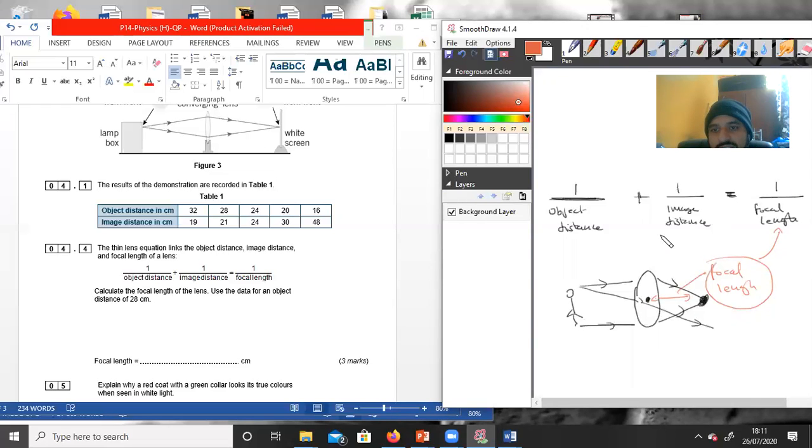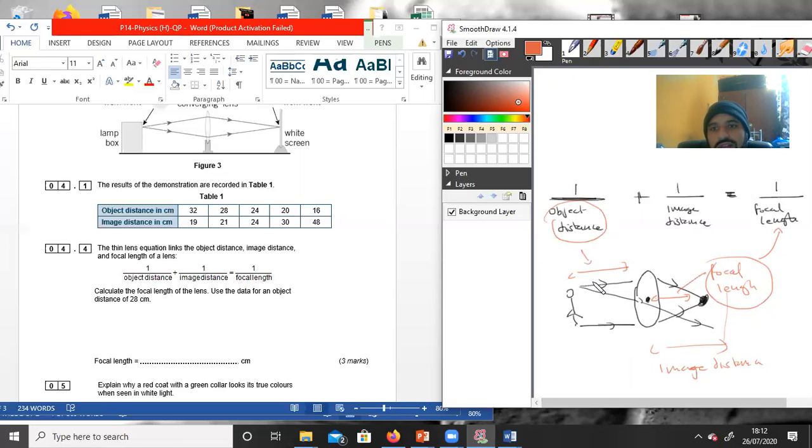The distance of the image, where the image is made, is called your image distance. So on this side, if I have a white screen, I can make an image on it. That distance is going to be called the image distance, where your image is actually made. So I'm just drawing it very rough to give you a reminder. And this is called your object distance, how far your object is from the lens. So this is object distance, this thing over here.